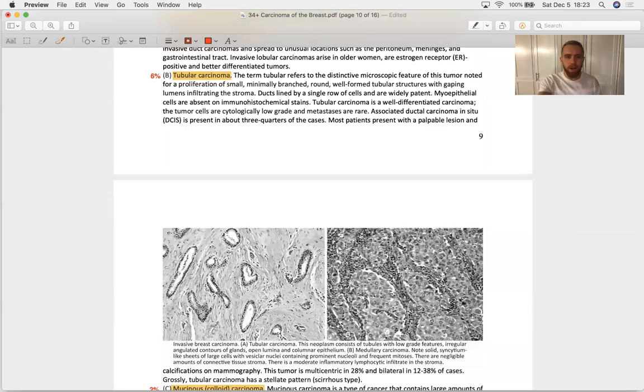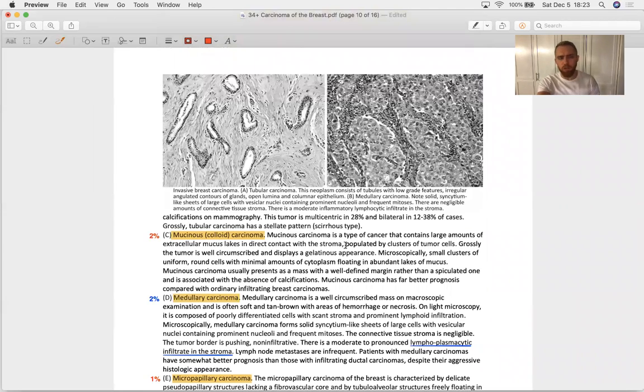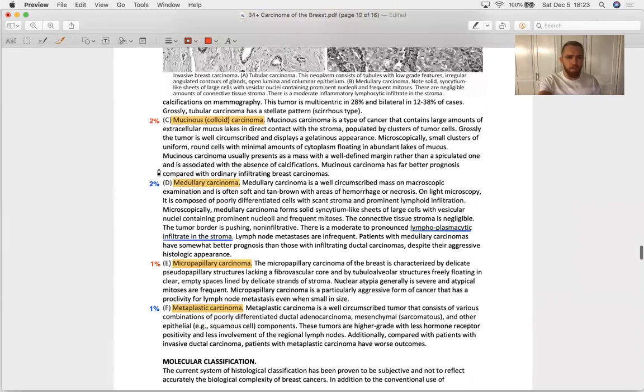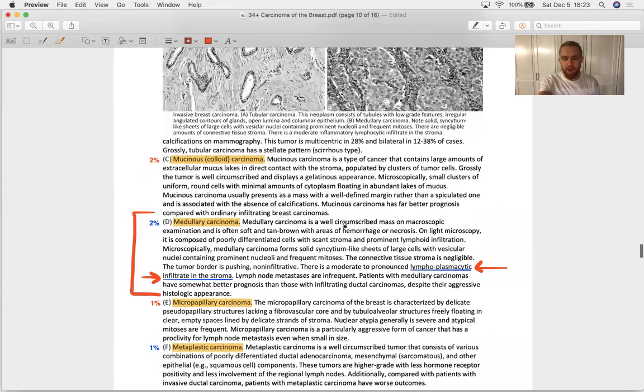Then we've got some various other subtypes, tubular carcinoma, not too important. The one you want to know is the medullary carcinoma. And you want to know it, I say, because it's in First Aid. So First Aid says you need to know it. And how you're going to tell the medullary carcinoma apart from all these other breast cancers is by this characteristic lymphocytic infiltrate. It's got a lot of lymphocytes up in there.